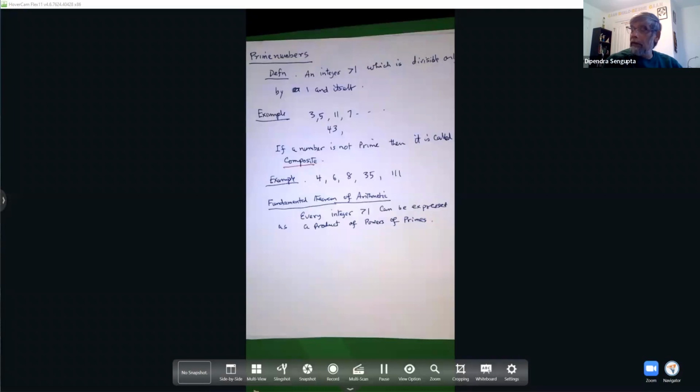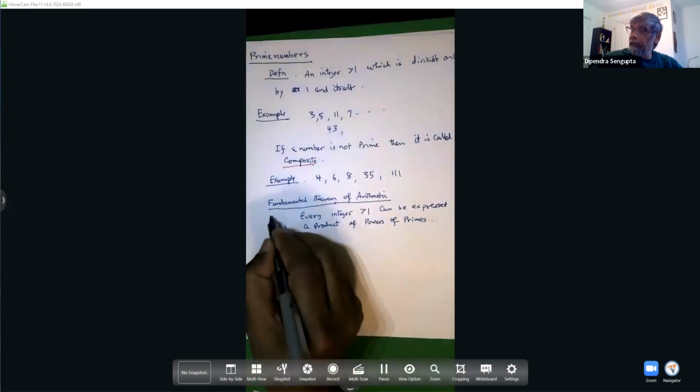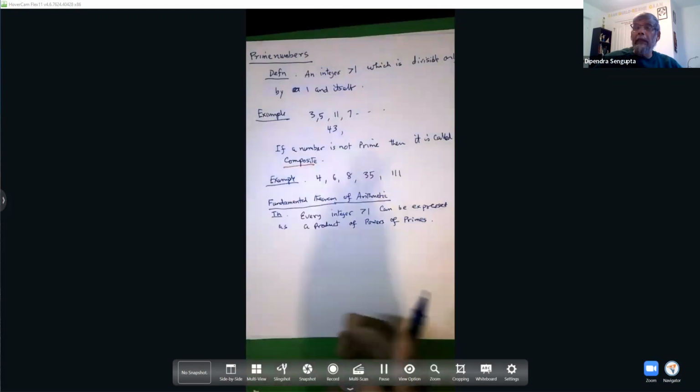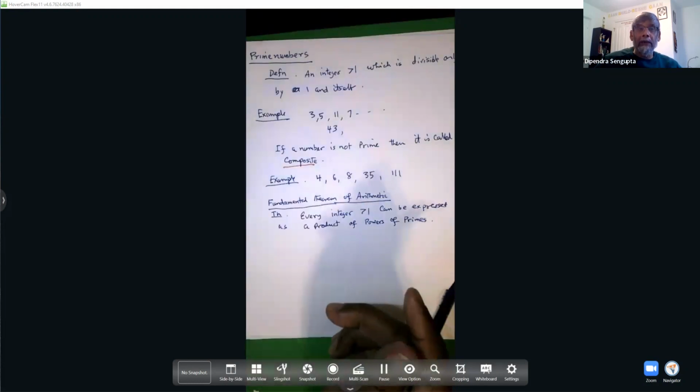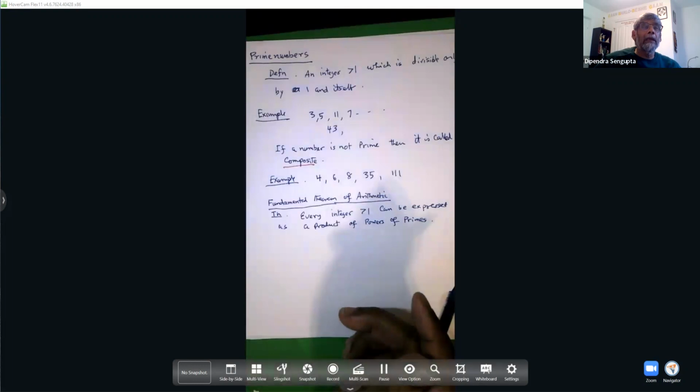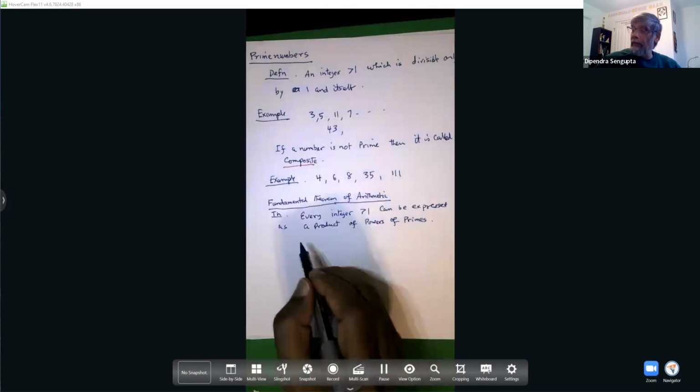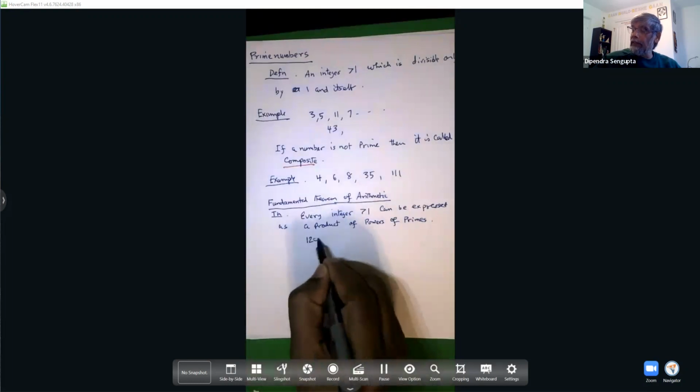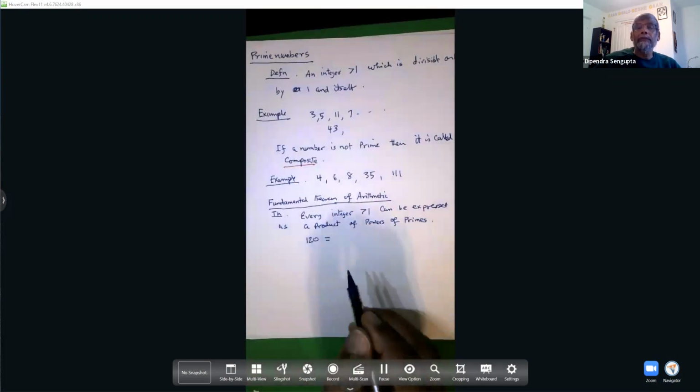So do you understand the statement of the theorem? So that's the theorem. Every integer bigger than 1, so I'm not talking about 1, anything bigger than 1 can be expressed as a product of powers of primes. Let's look at examples, and it's easy to see from the example.